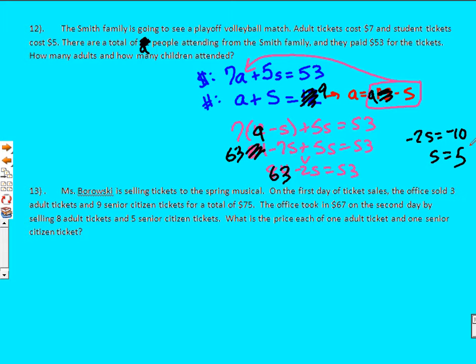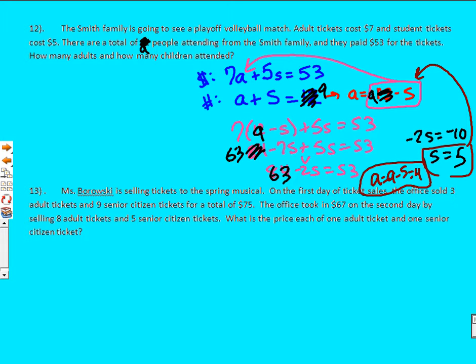Apologize for that. And now you can plug in your S equals 5, plug it in here. So that means adults equals 9 minus 5, which is 4. So 4 adults and 5 students for your final number of people going.